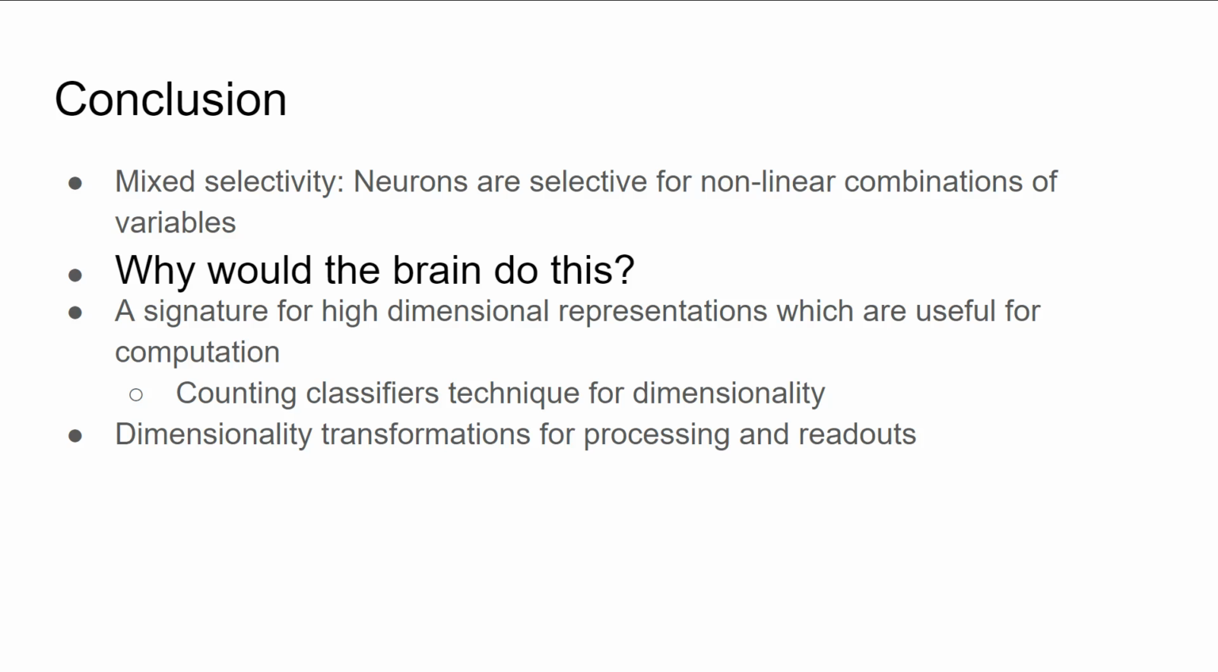All right. Just a conclusion slide here. Mixed selectivity neurons are selective for nonlinear combinations of variables. The brain does this. It's a signature for high dimensional data. We had this nifty counting technique for dimensionality. And there are tricks you can use to balance expansion and reduction in neurons. Open for questions.